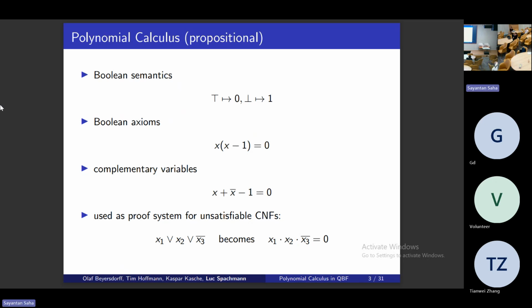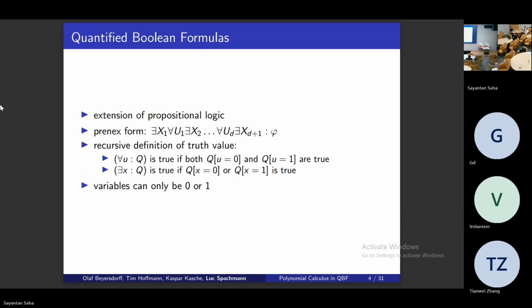And as I alluded to earlier, it can be used as a proof system for unsatisfiable CNF. So you take each clause individually, translate it into a polynomial, but they are always monomials, and you get a PC proof of those, and it shows that a CNF is unsatisfiable.